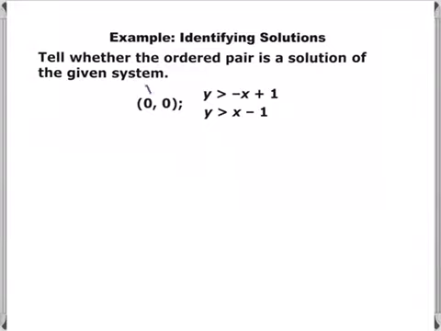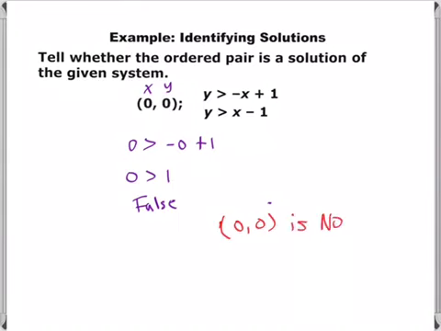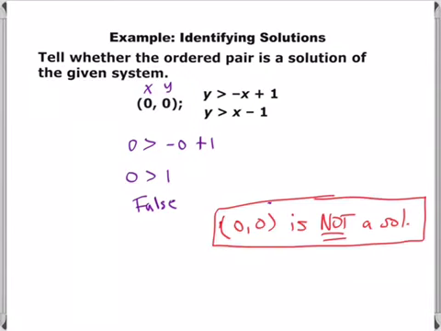Third example, same thing. We want to test the point 0, 0. So in this case, we're going to plug in 0, 0. So we've got 0 is greater than -0 plus 1. So that means 0 is greater than 1. Well, that's not true. So since it's not true for the first inequality, it's not going to be true for the entire system. So that means 0, 0 is not a solution. All right, so we're just testing points in the first part.